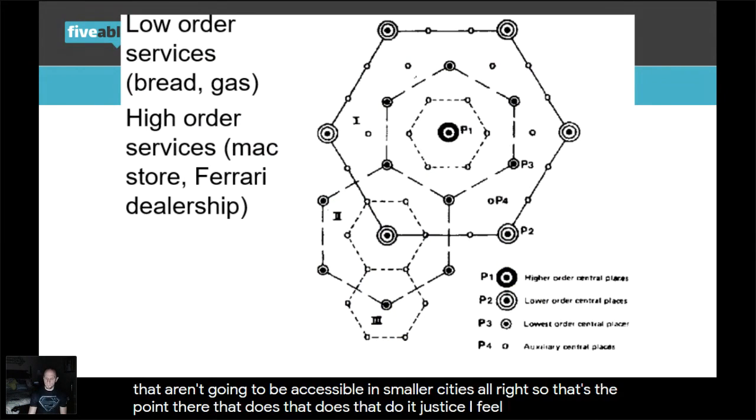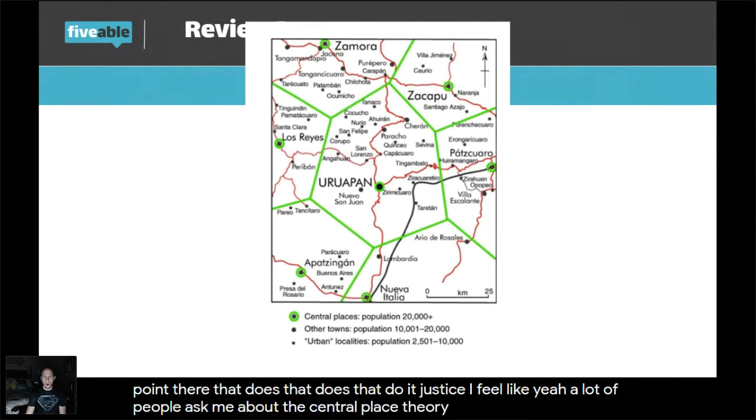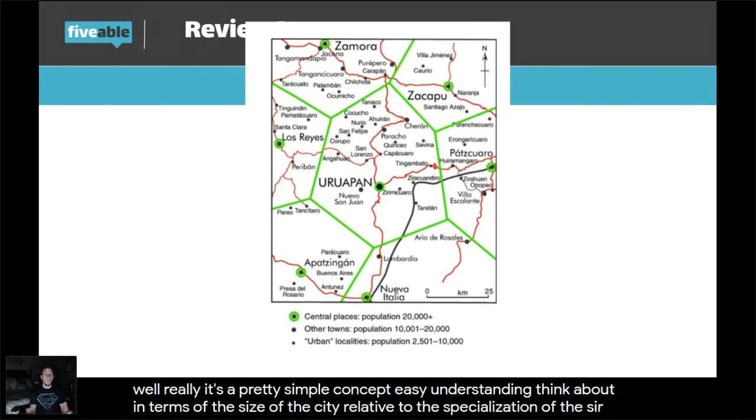I feel like a lot of people ask me about the central place theory. I hope that I explained it well. Really, it's a pretty simple concept. It's easy to understand when you think about it in terms of the size of the city relative to the specialization of the services that are provided there.